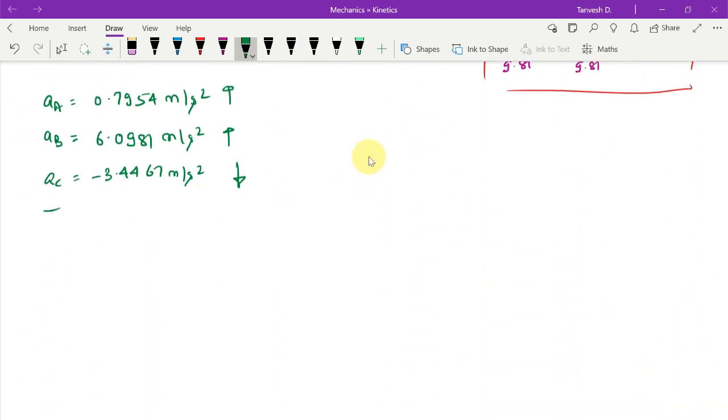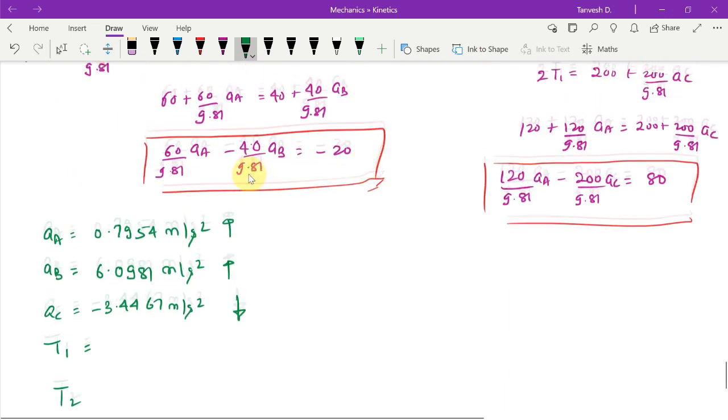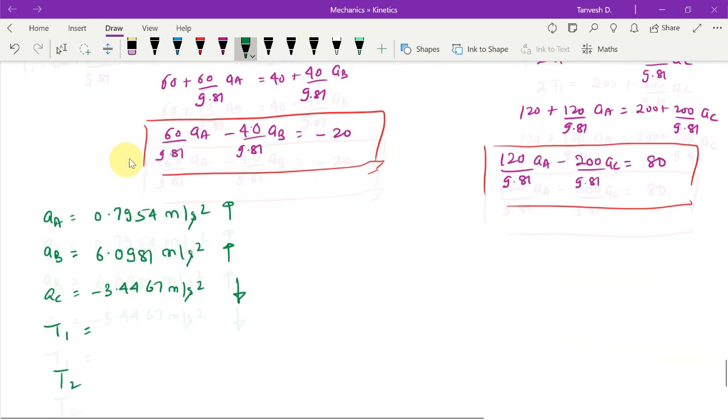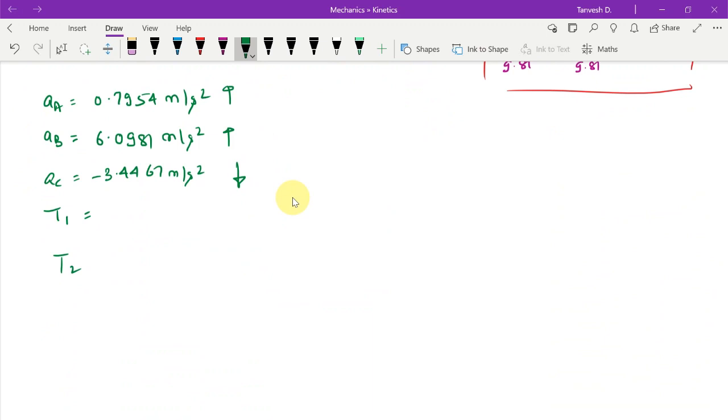So from this you can find T1 and T2 also by substituting them. So T1, if you put AA here, you will get T1 as 64.8648 newtons, and T2 is just double of this, which is 129.7296 newtons. That's it. This completes your numerical.